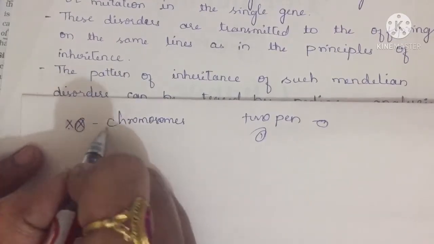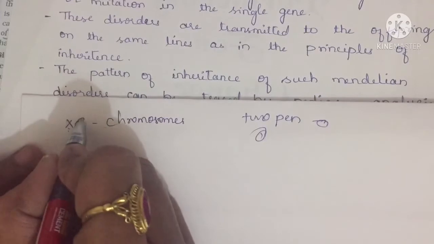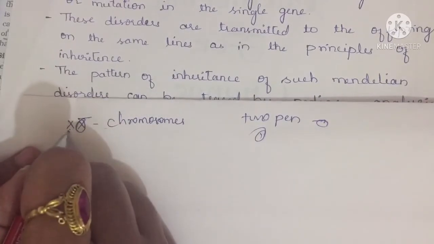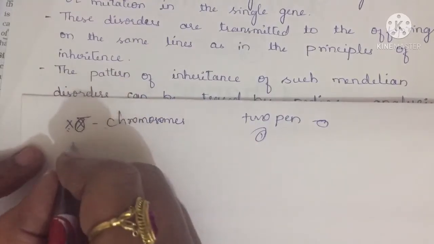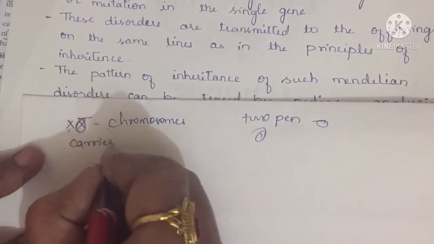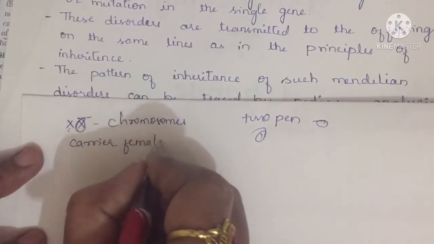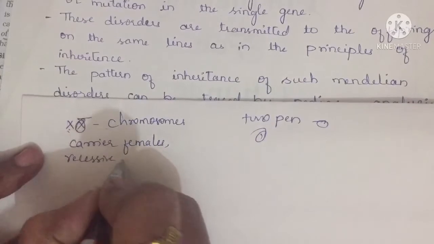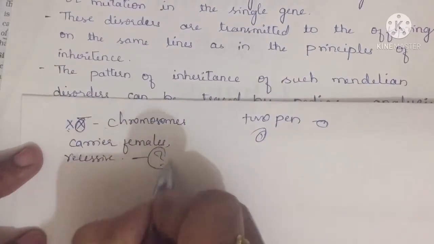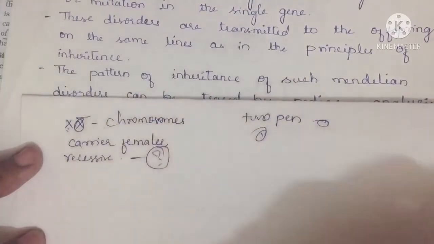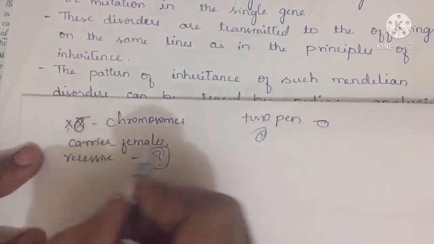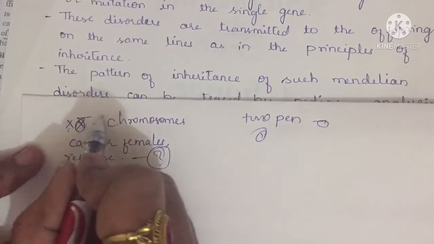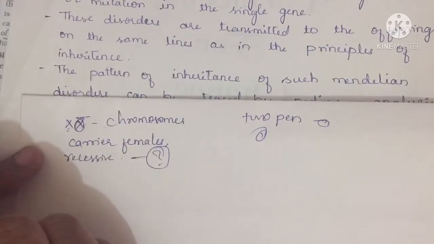So females who have one X chromosome with a mutation and another X chromosome which is normal are called carrier females. The disease which they are carrying will be in a recessive condition. Whatever disease they are having, some disease, it is in recessive condition, which means this female is not showing the disease, right?